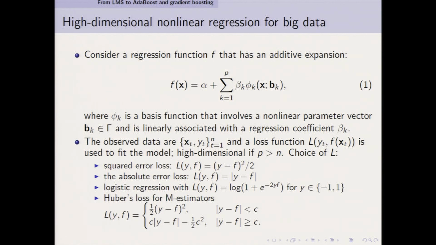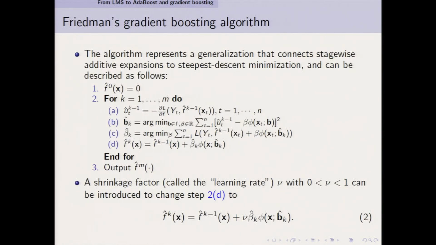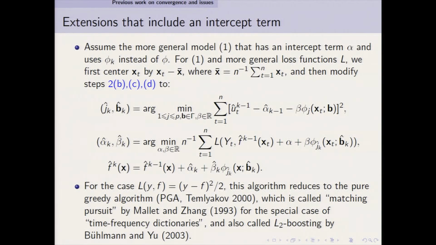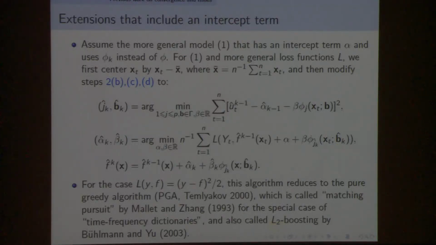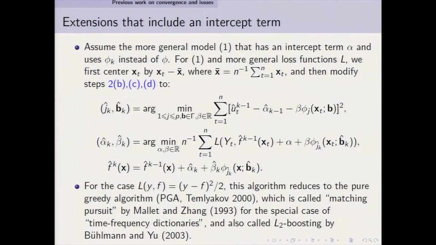But to relate it better to linear regression, which has subsequently been studied, we would include an intercept term alpha, and here you assume the more general model. The algorithm goes the same way, and then you have a more general loss. You center x by x_t minus x bar, and we modify the algorithm this way. Basically the same idea, except I have this intercept term, and I just repeat.